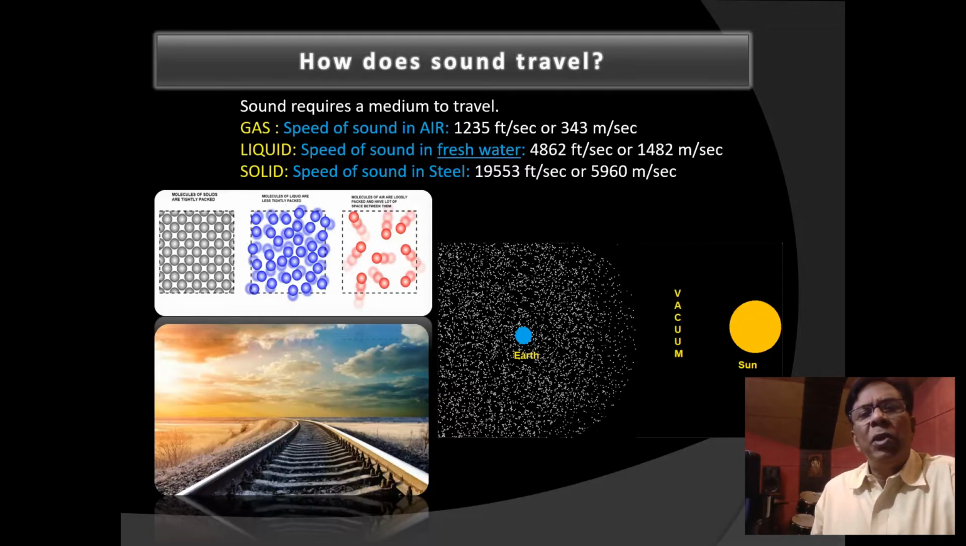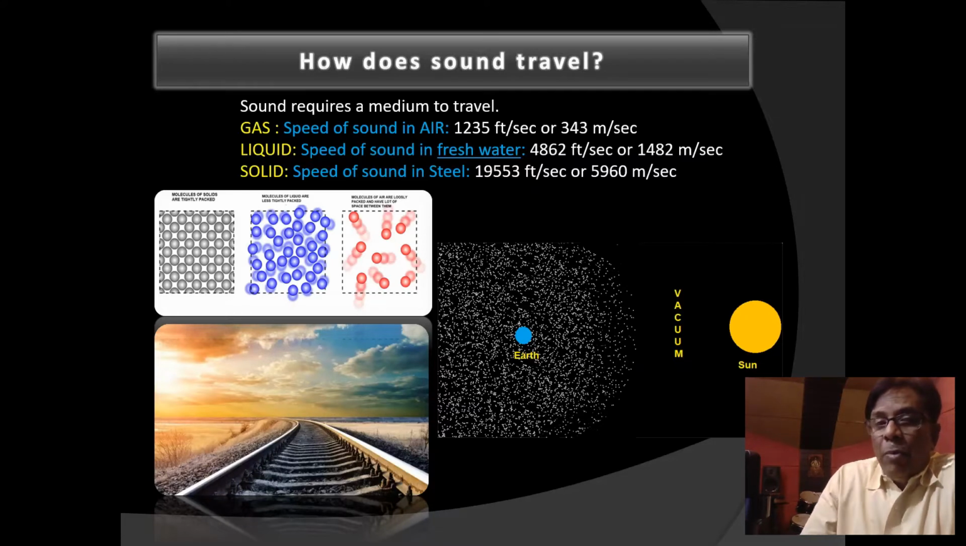So if you look into this, the speed of sound in air is approximately 1235 feet per second or 343 meters per second. In liquid, it is 4,862 feet per second, or around 1,482 meters per second. And look at solids, it's 19,553 feet per second, or 5,960 meters per second. It's pretty fast in the case of solids compared to liquids and gases. Now, we have these three mediums.